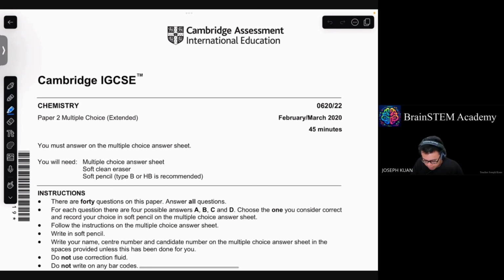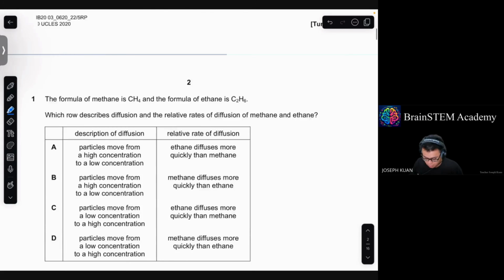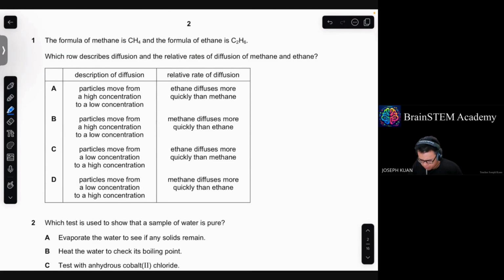This is Cambridge IGCSE for Chemistry 0620, Paper 2, Variant 2 from February-March 2020. Number 1, the formula of methane is CH4 and the formula of ethane is C2H6. Which row describes diffusion and the relative rates of diffusion of methane and ethane?